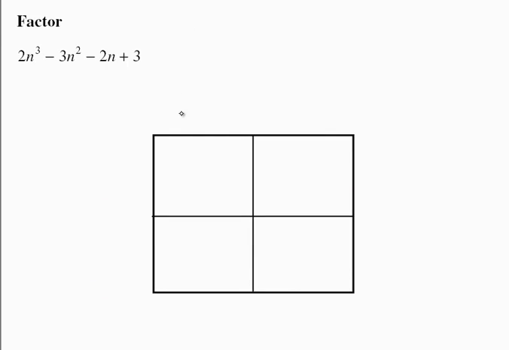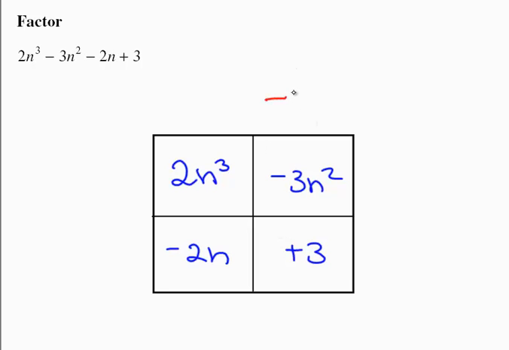Alright, so we're going to fill out our box. Our leading term goes here. Negative 3n squared, negative 2n plus 3. And then we're going to look for common factors. I'll start with this column. I have negative 3n squared and 3. This is the leading term, I guess, for this column, and it's negative. So I'm going to take out a negative. 3n squared and 3 have a 3 in common.